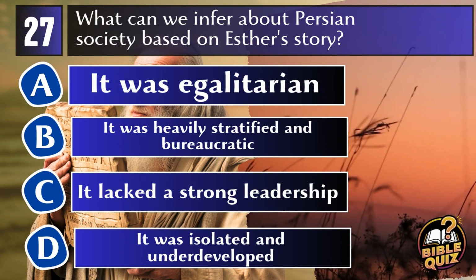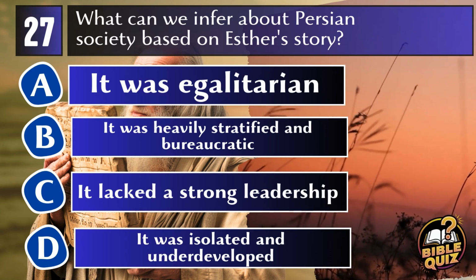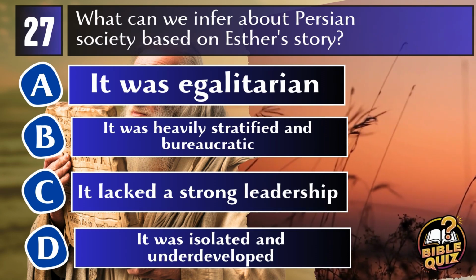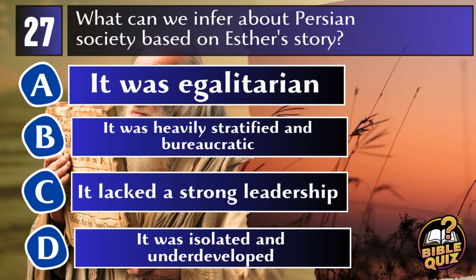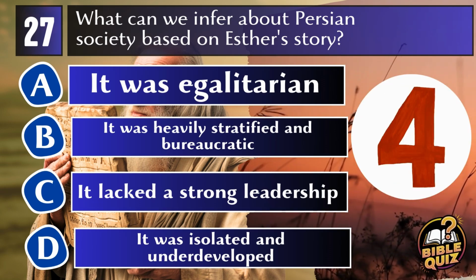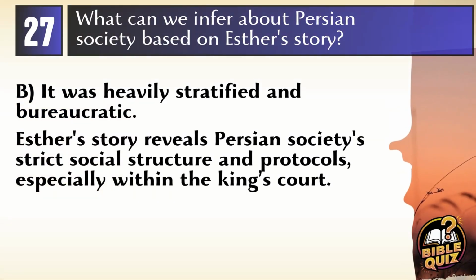Question 27. What can we infer about Persian society based on Esther's story? A. It was egalitarian. B. It was heavily stratified and bureaucratic. C. It lacked a strong leadership. D. It was isolated and underdeveloped. Answer: B. It was heavily stratified and bureaucratic. Esther's story reveals that Persian society was heavily stratified and bureaucratic, with strict protocols, especially around the king's court and matters of state and law.